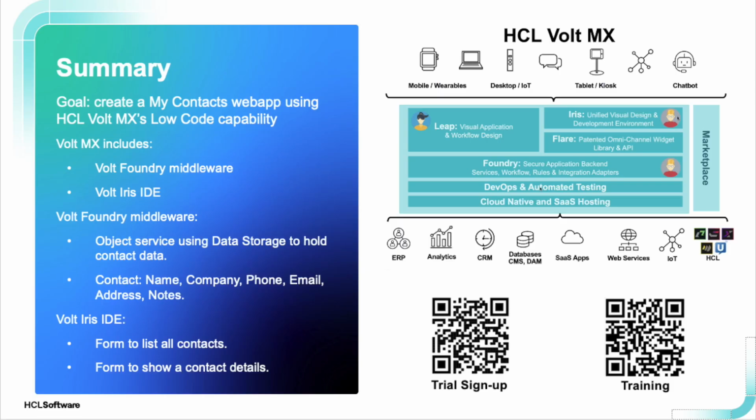In summary, we developed My Contacts web app using HCL Volt MX low-code capability. We created an object service using data storage in Volt Foundry remotely through Volt Iris IDE. In the IDE, we used the low-code drag and drop to create two forms, one to list all contacts and the second one to show a detailed contact information. This video is part of a series. There will be more videos to add new functionalities to this web app, like create, edit, or delete contacts using Volt MX low code.